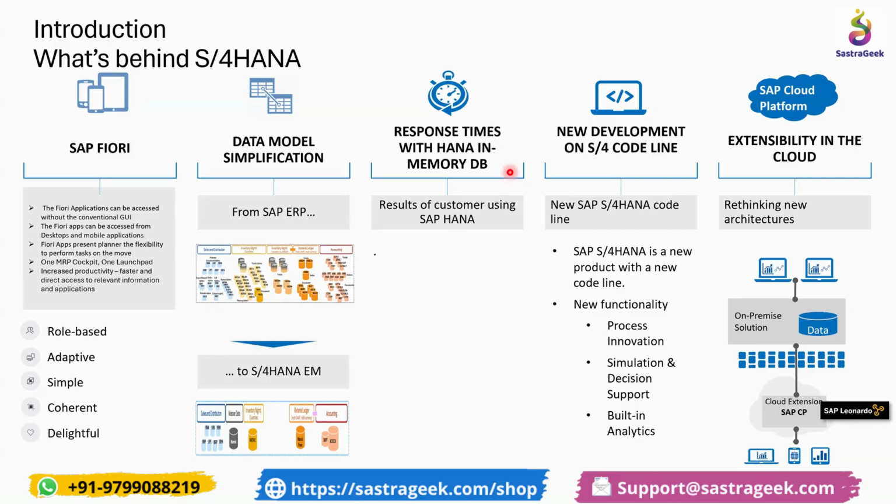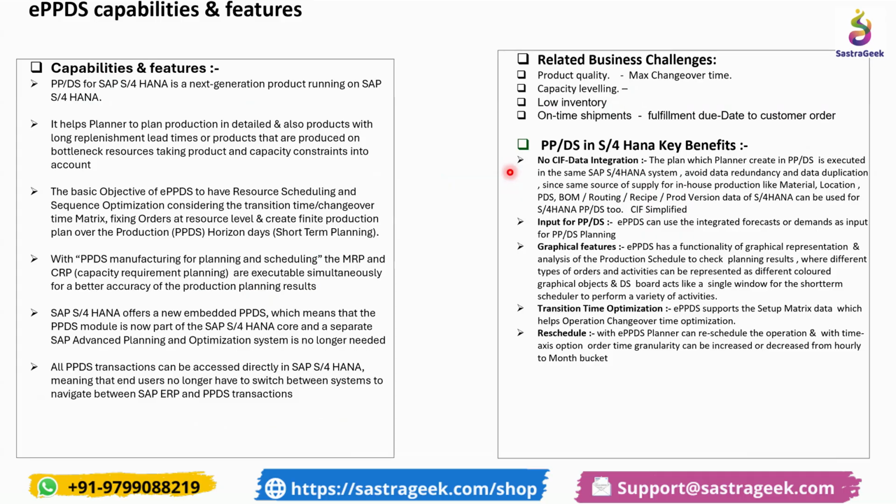Now if you talk about the ePPDS capabilities and features, it's a next generation product. It helps the planner to plan the production in detail, and also products with a long lead time that are produced on the bottleneck resource, taking product and capacity constraints into account, which is missing in the earlier MRP. With this PPDS, both material planning and capacity are simultaneously built up, whereas in the earlier MRP it was not possible. It had to be done separately.